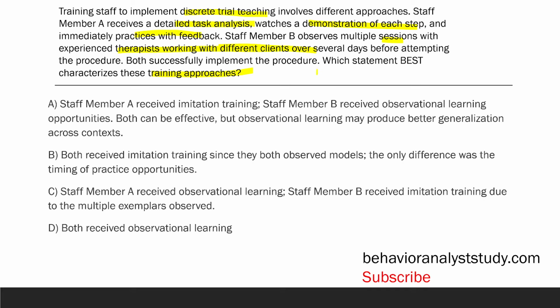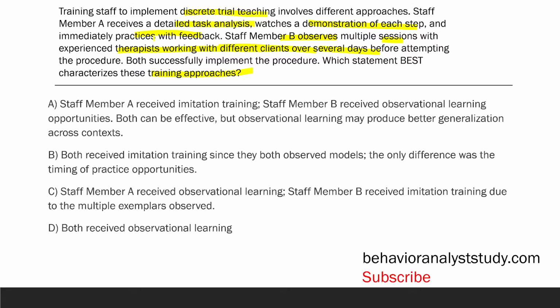True imitation has to occur immediately, and staff member B is not doing it immediately, therefore it can't be imitation training for staff member B. C, staff member A received observational learning, staff member B received imitation training. We already ruled out imitation training with B. D, both received observational learning. Again, no. Why? Well, A gets a demonstration and then they practice immediately and get feedback, okay?